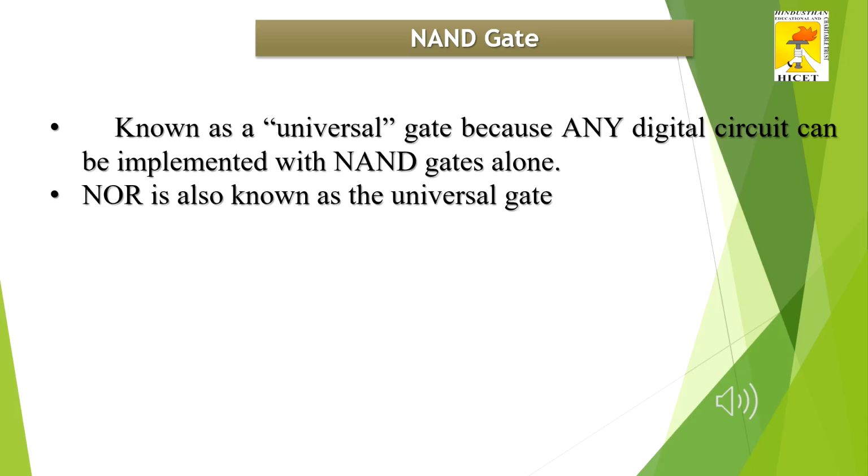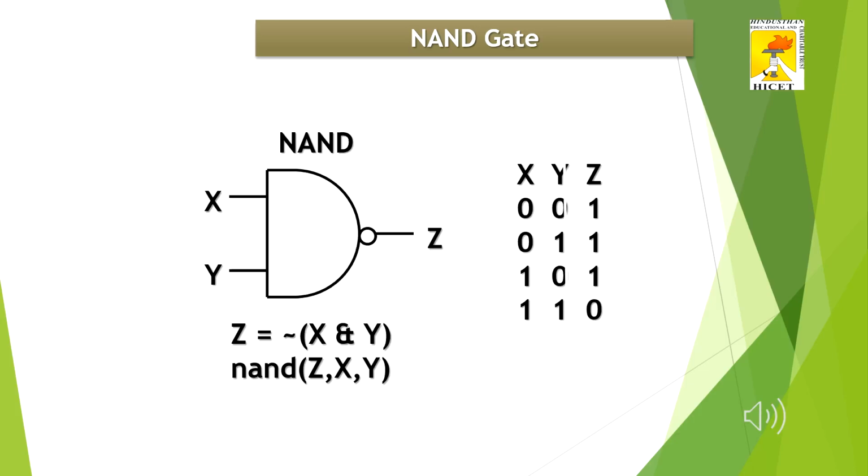Not only NAND, NOR is also known as the universal gate. Both NAND and NOR are known as universal gates. With the help of these two gates, we can easily build any kind of circuit. So this is the symbol for the NAND gate. Okay, an AND gate with a bubble is called a NAND gate, right?